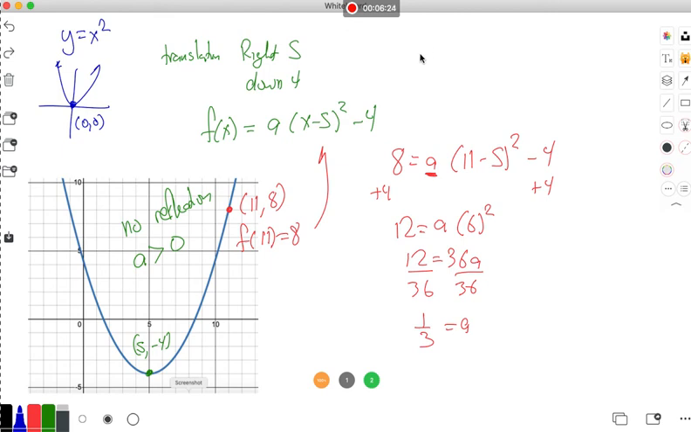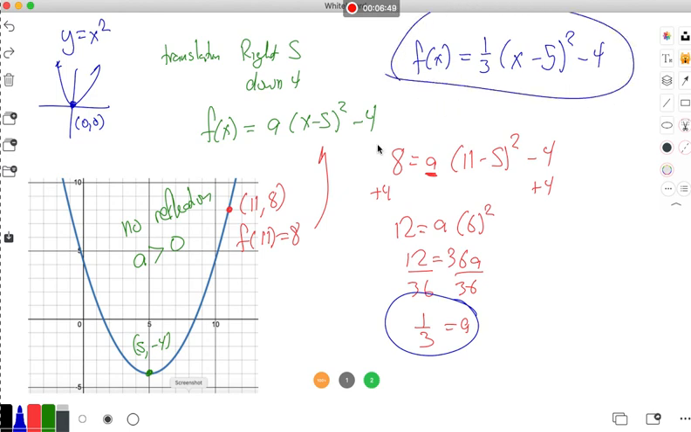So my equation is going to be f of x. Oh, again, positive, no reflection. That double checks with what we know is going on. F of x equals 1/3 times x minus 5 squared, minus 4.